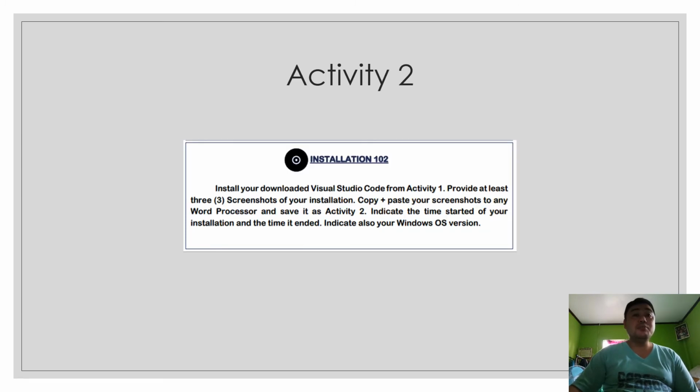For our activity number 2, that is Installation 102, you must install your downloaded Visual Studio Code from activity number 1. You must provide at least 3 screenshots of your installation, copy and paste your screenshots to any word processor, and save it as activity 2. You must indicate the time you started your installation and the time it ended. Indicate also your Windows OS version.